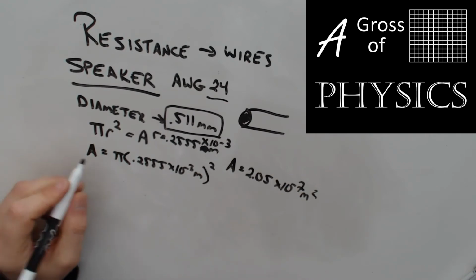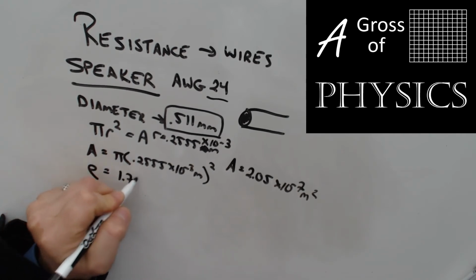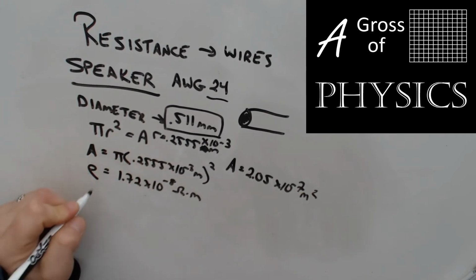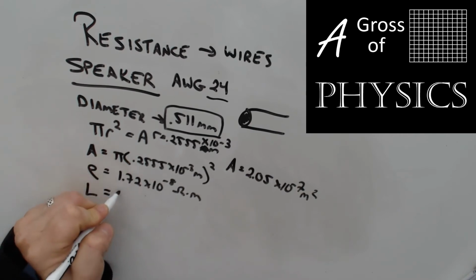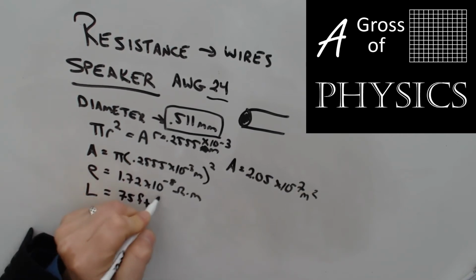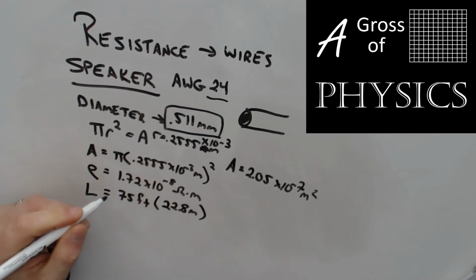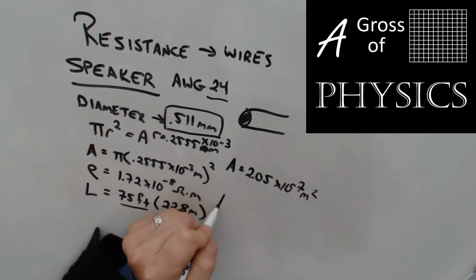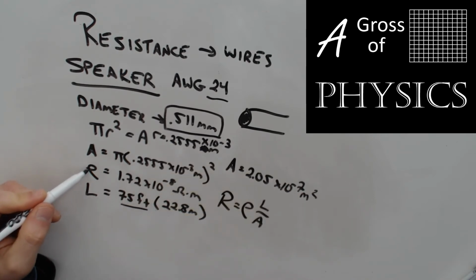Now this is copper wire, so the resistivity for copper, I'm going to look on my chart, is 1.72 times 10 to the negative 8 ohm meters. And then finally, the length that I bought was 75 feet. Now, fortunately, it said right on the spool, that's 22.8 meters, but I could have easily converted that with 3.28 feet per meter. Now, the equation is R equals rho L over A, and assuming we're at room temperature, I can multiply rho times the length and divide it by the cross-sectional area.